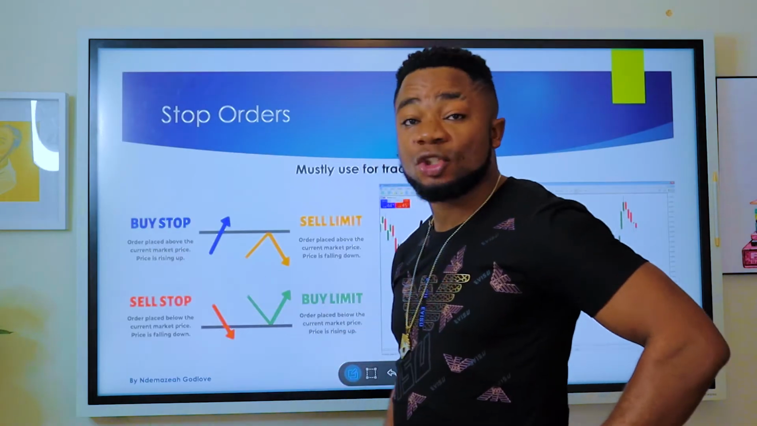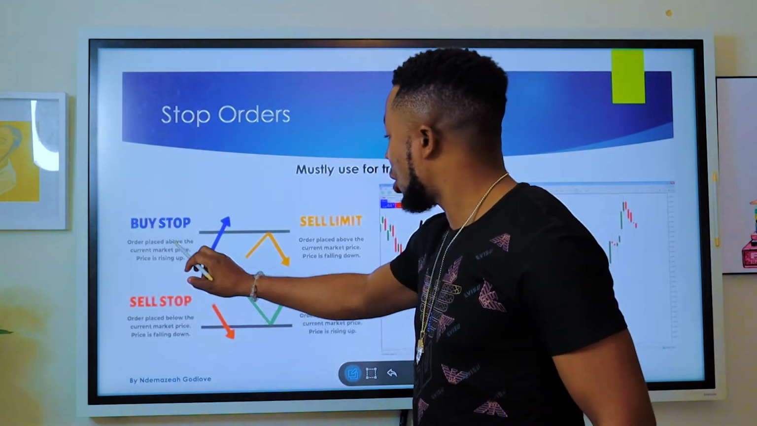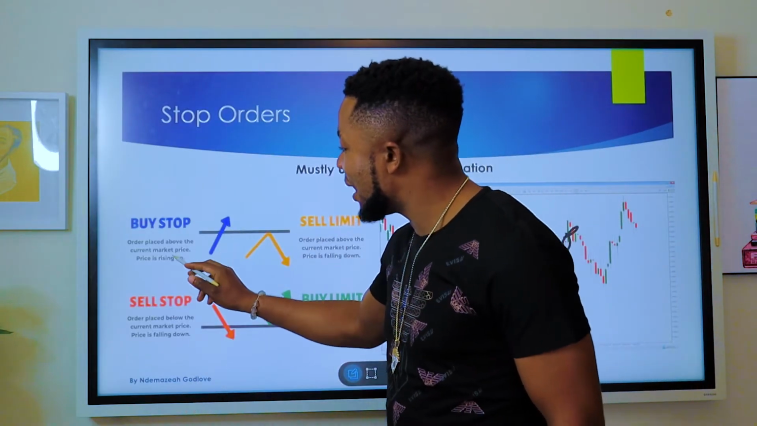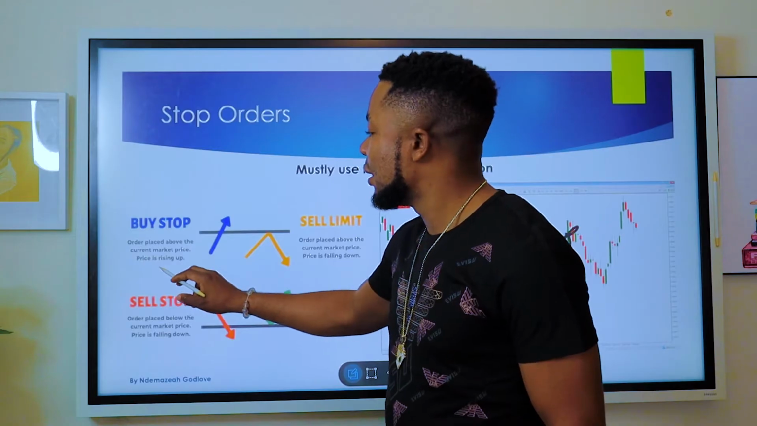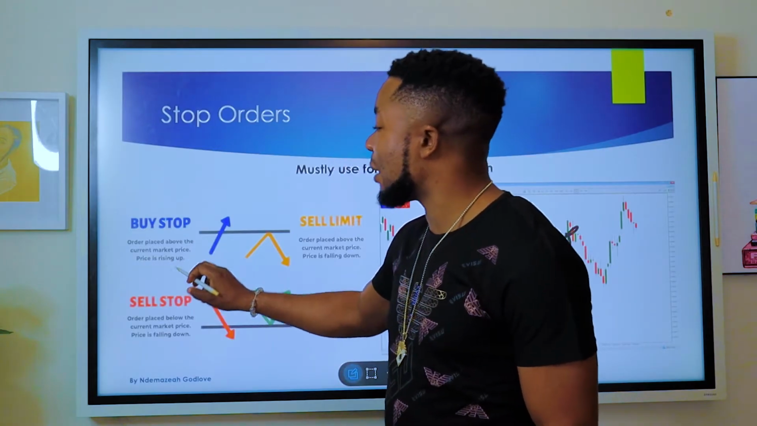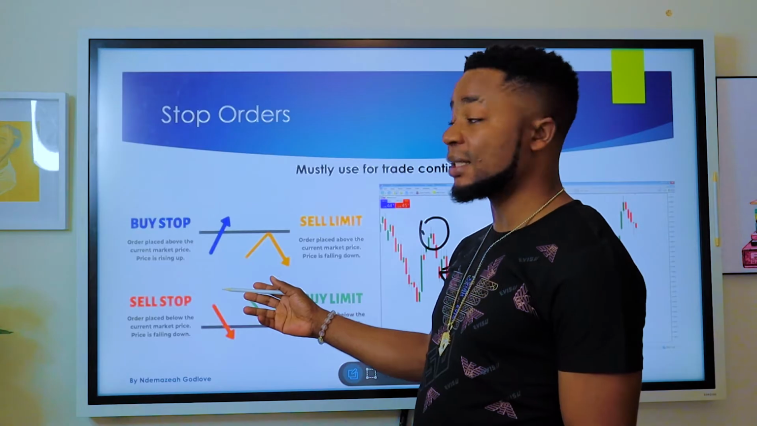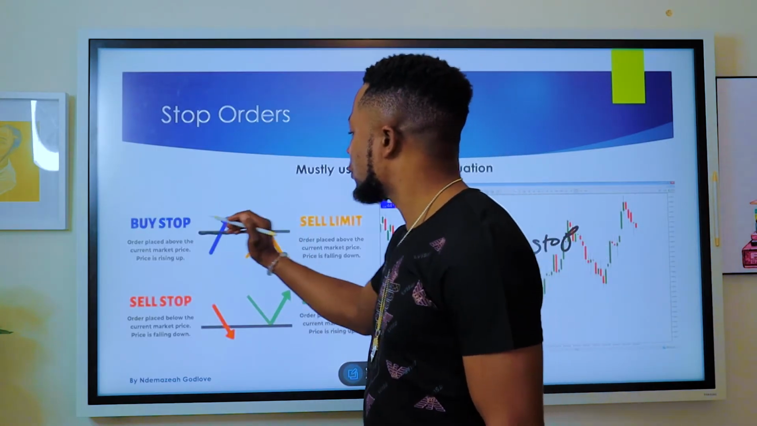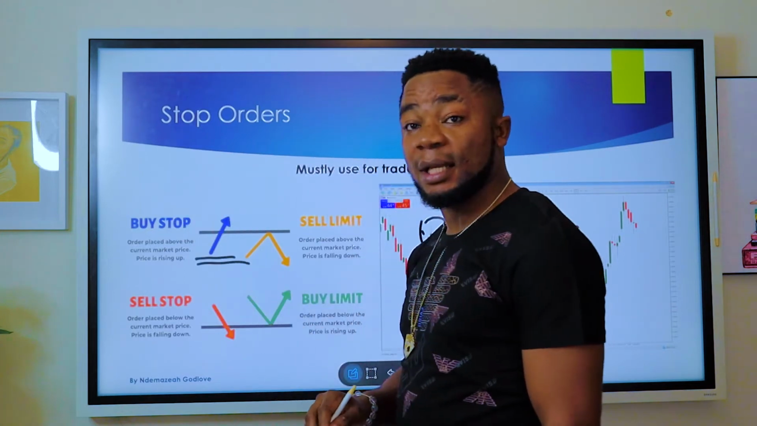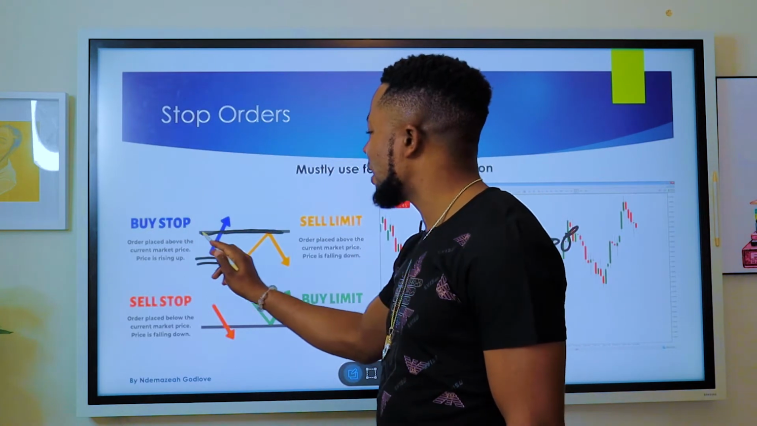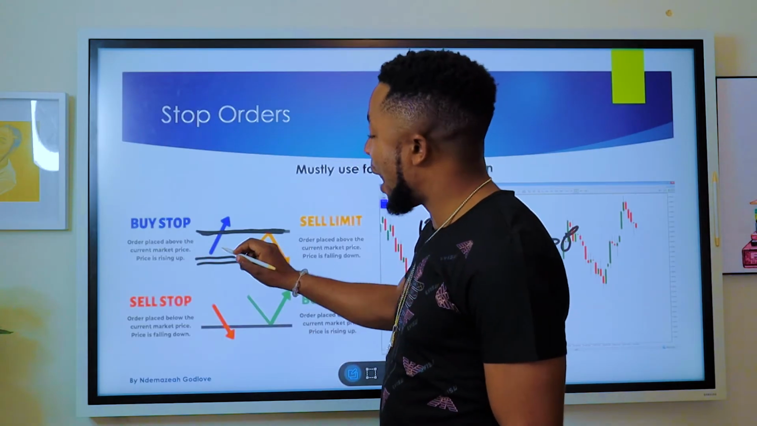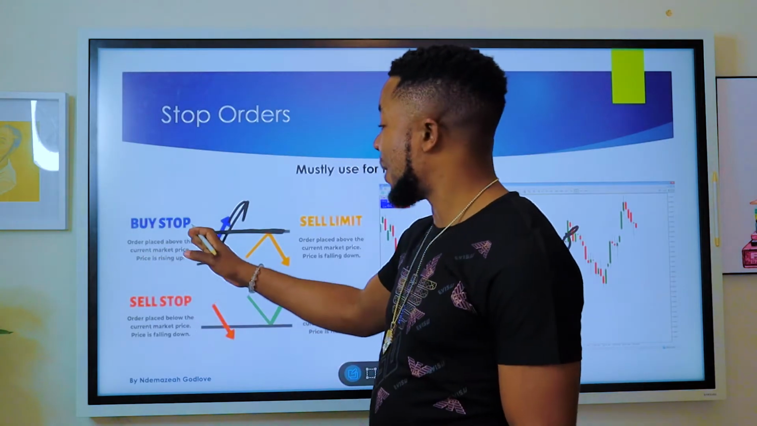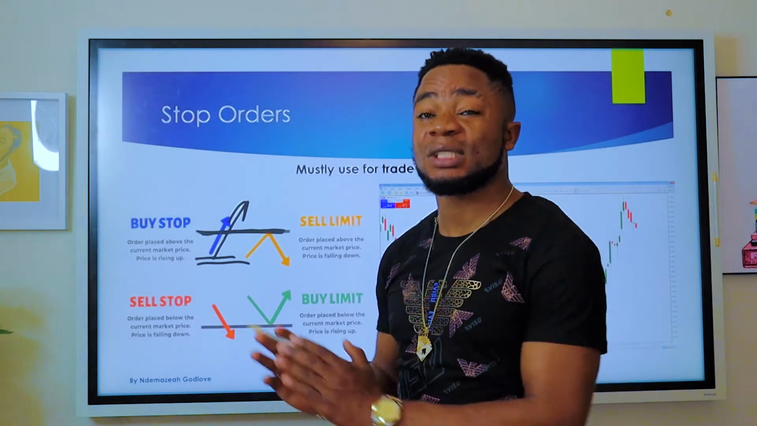You can see here we have stop order, and we have sell limit. So under stop order, they say order placed above the current market price when price is rising. So this is just an example. Let's just assume the current market price is here. You place your buy stop somewhere here. You can see buy stop. And immediately the market pierces through that buy stop, you get into the trade. So it's for trend continuation.